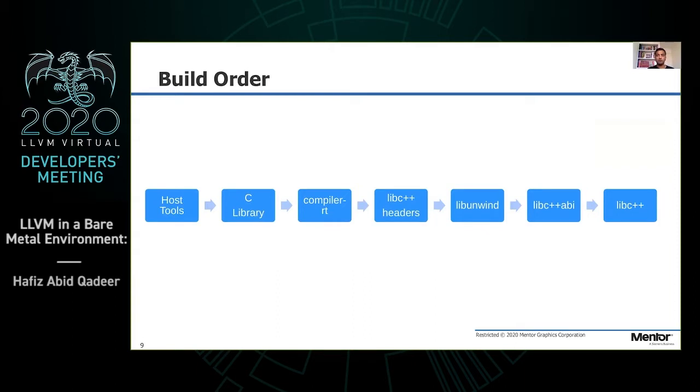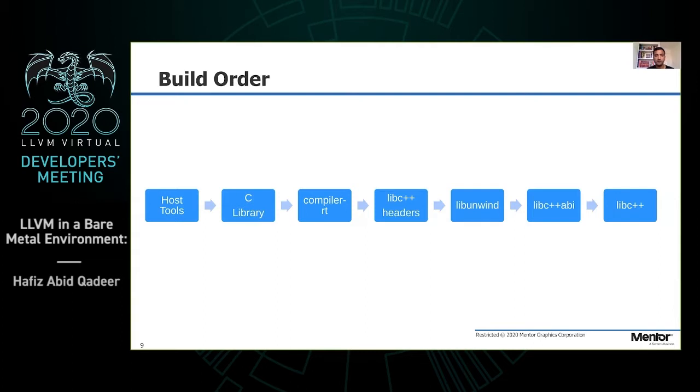So before we go to building the runtime, let's have a quick look at the build order. First, you will need to build your host tools, like your Clang and your linker. At this stage, you need to make sure that in LLVM, you build the target that you are interested in. After this step, you will have a Clang that you can then use to build the runtime.